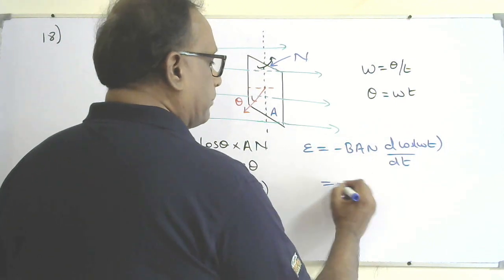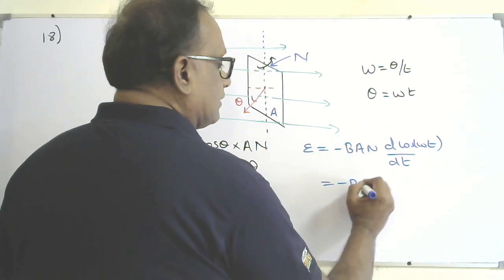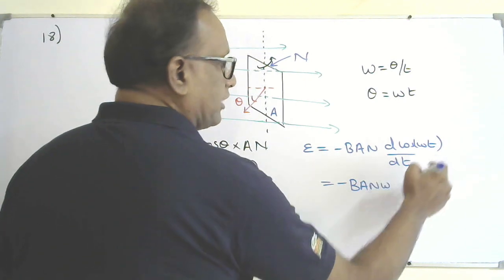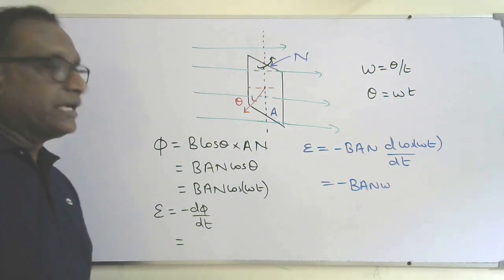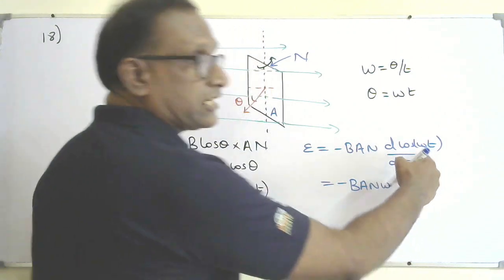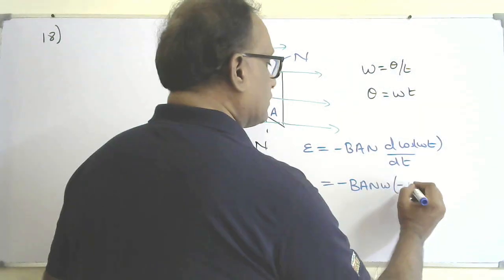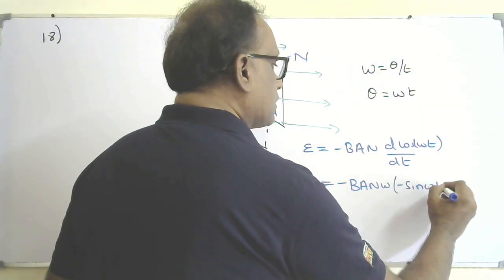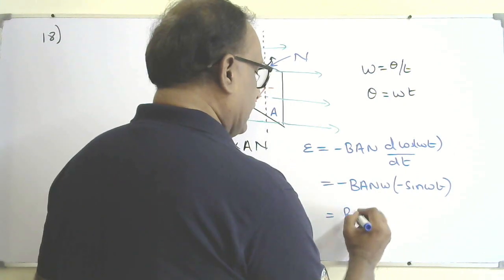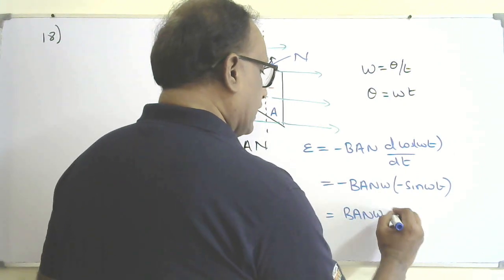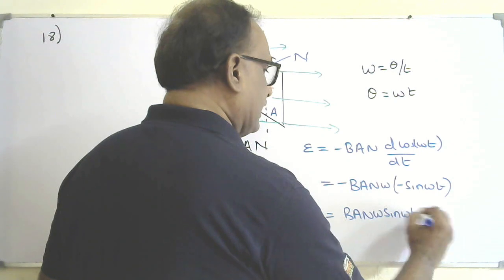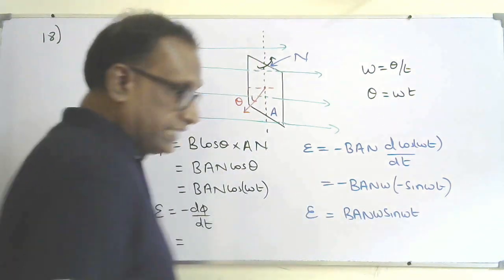So it's going to be minus BAN omega. When you differentiate cos omega t, it will become omega. If you differentiate cos, it will be minus sine. So it's going to be BAN omega sine omega t. That is the induced voltage.